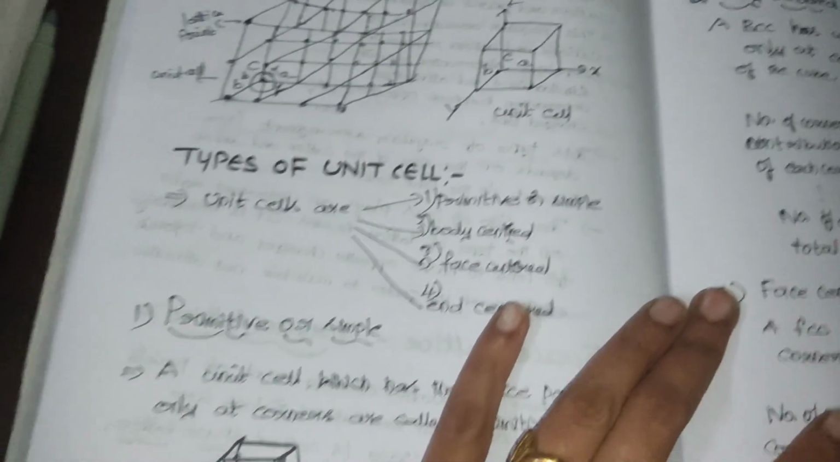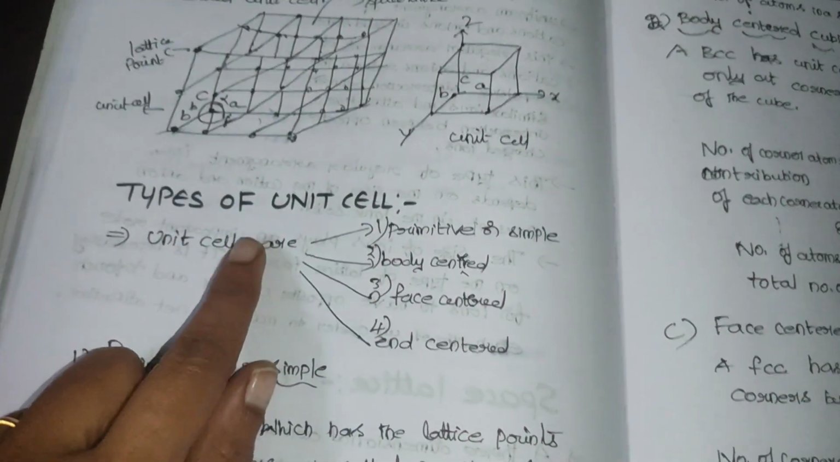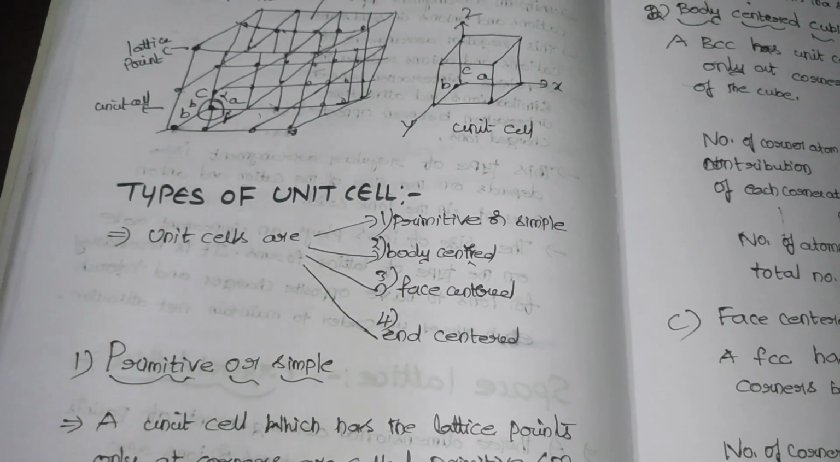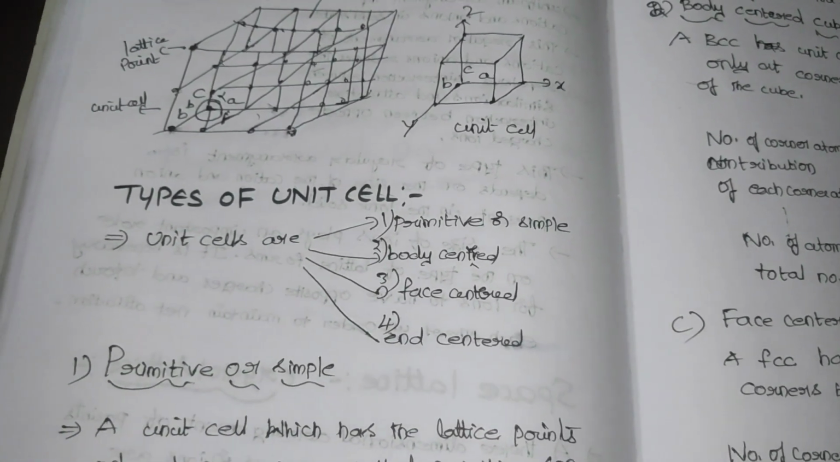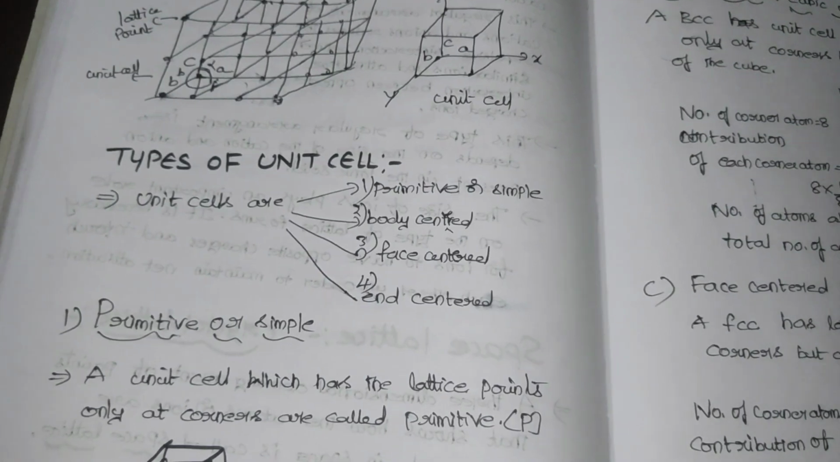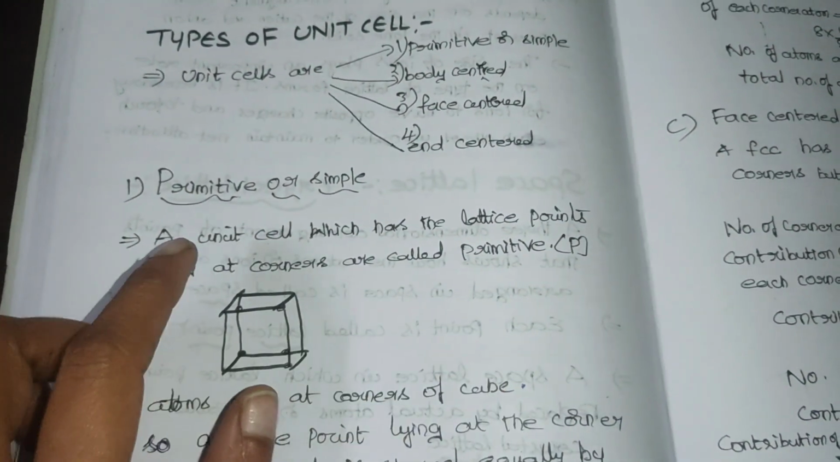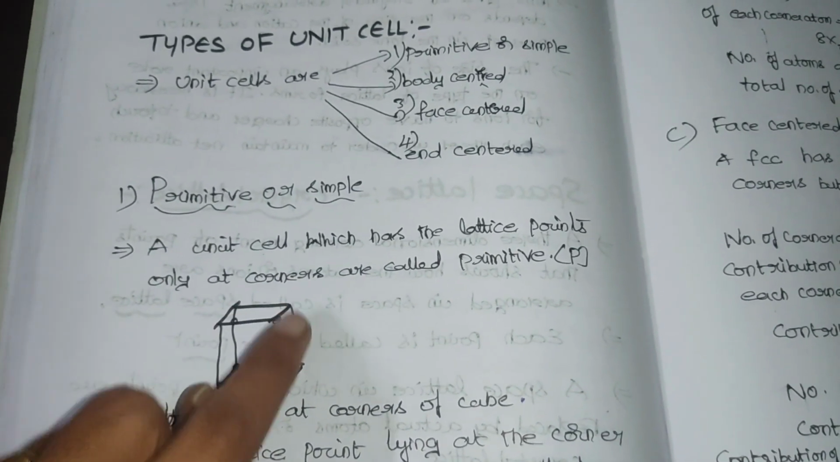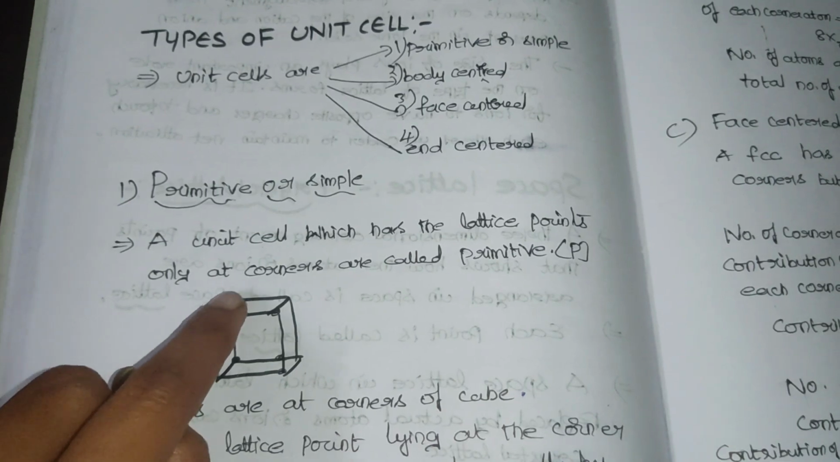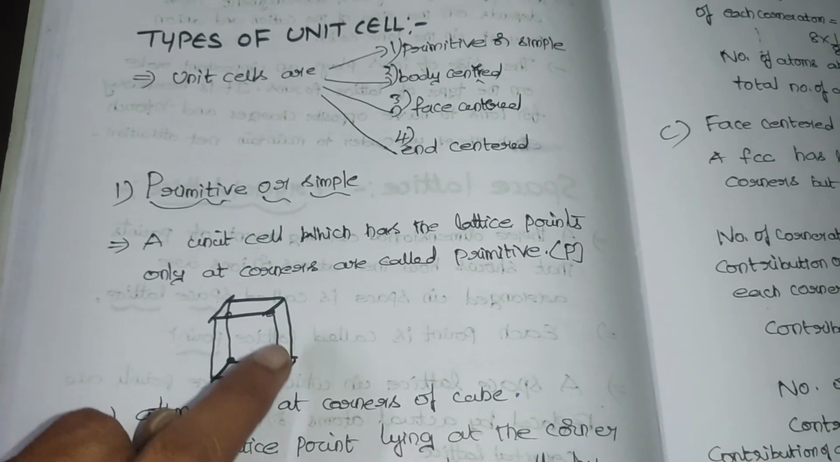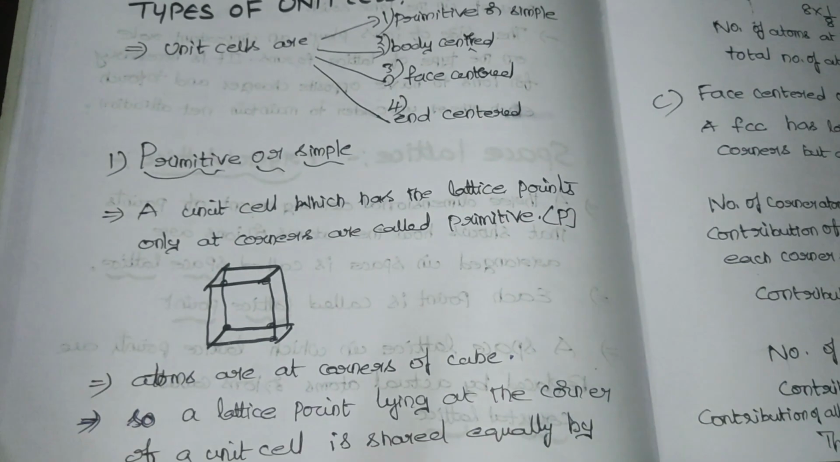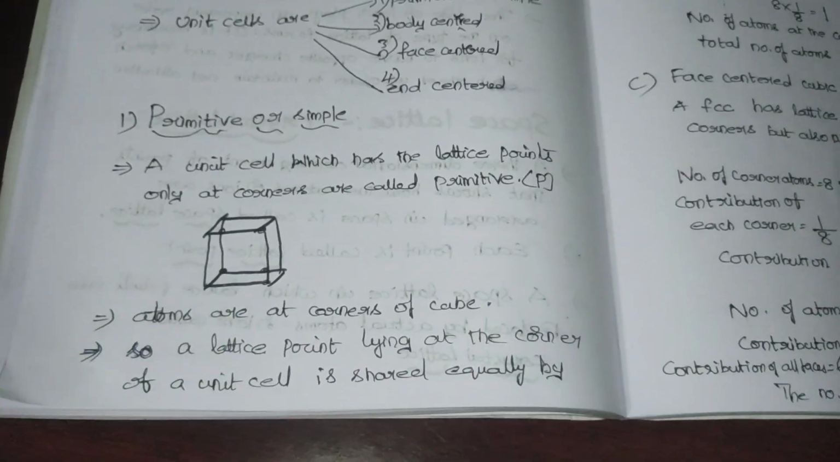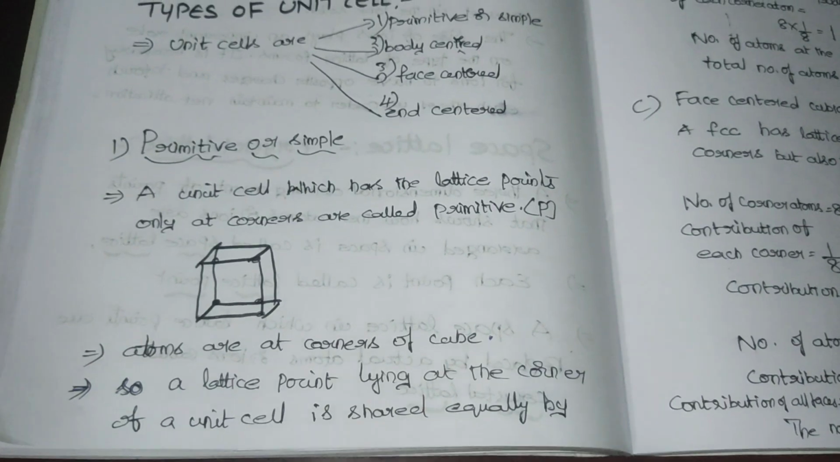Then there are different types of unit cells, as we know. Unit cells are generally of 4 types: primitive or simple unit cells, body-centered unit cells, face-centered unit cells, and end-centered unit cells. We will see what are primitive or simple unit cells. A unit cell which has lattice points only at the corners, here 1, 2, 3, 4, 5, 6, 7, 8, is called a primitive or simple unit cell. These atoms are at the corners of a cube.